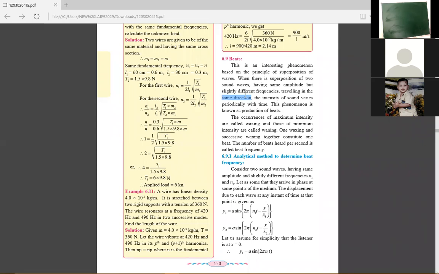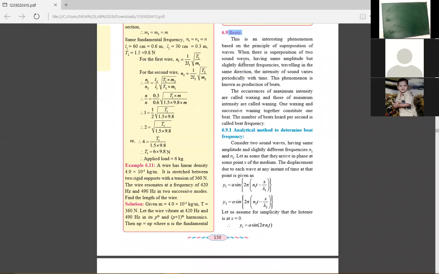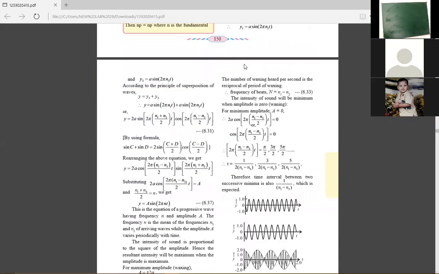In stationary waves we have seen that the wave travels in the opposite direction, but here for beats, for producing beats, the waves are traveling in the same direction. Here you can see an example.